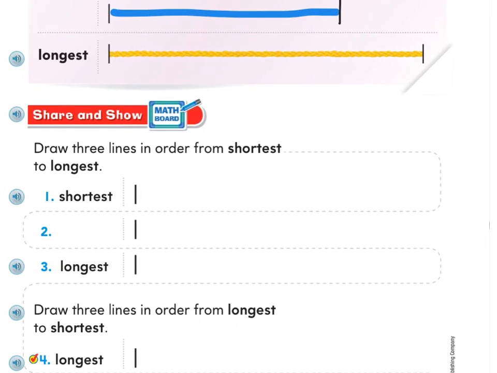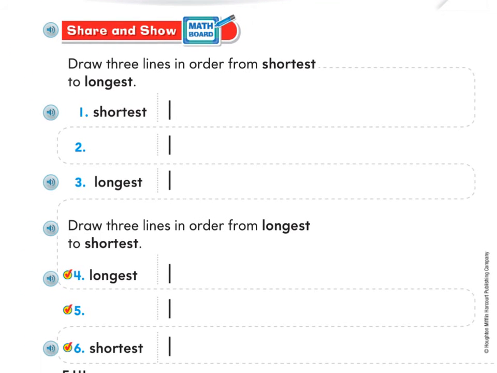Now let's go down here. It says, draw 3 lines in order from shortest to longest. So now you get to draw your own lines. This is going to be the shortest, then this one, then this is the longest.